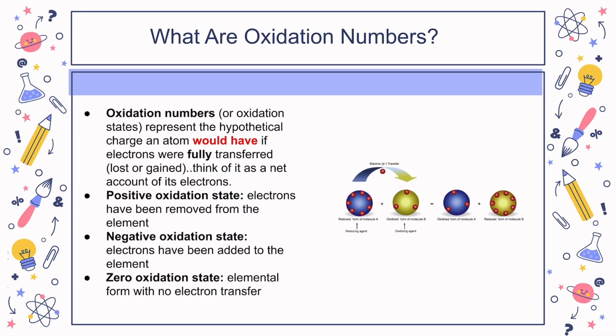Now, if your oxidation number is positive, or you have a positive oxidation state, that means that electrons have been removed from the element. If your oxidation state is negative, or you have a negative oxidation number, then that means that electrons have been added to that element. If your oxidation number is 0, or we would say you have a 0 oxidation state, that means that the element is likely in its elemental form and that no electrons have been gained or removed.